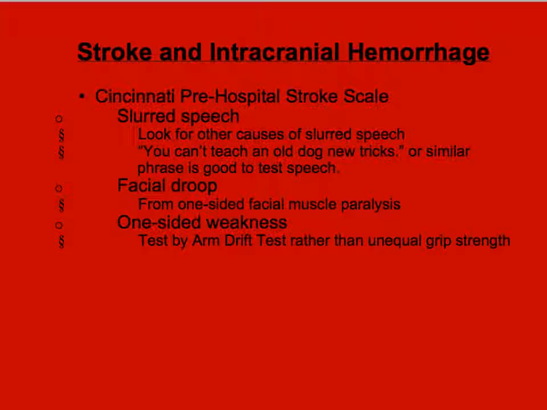Remember that slurred speech can be caused by many things. Stroke would be one of those. We also look for a facial droop, a one-sided facial muscle paralysis, which will cause the face to droop on one side. Sometimes that's not very obvious to us, but it frequently would be obvious to family or friends or someone who knows the patient. And then the third is one-sided weakness. We don't use grip strength as much as we use the arm drift test, where you have the patient hold their arms in front of them, close their eyes, and then they will be unable to keep the one arm up when they fail this.